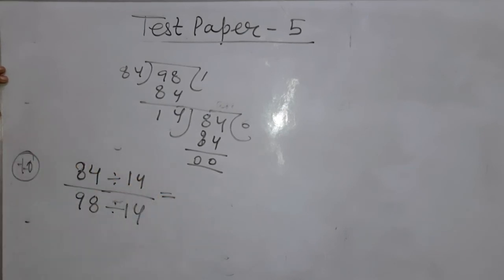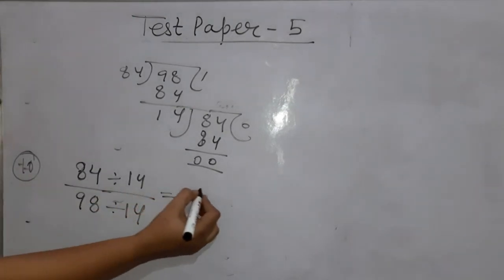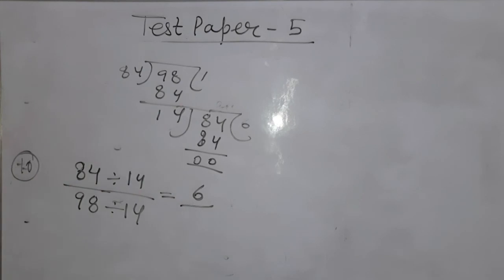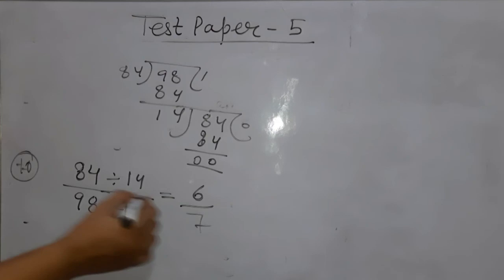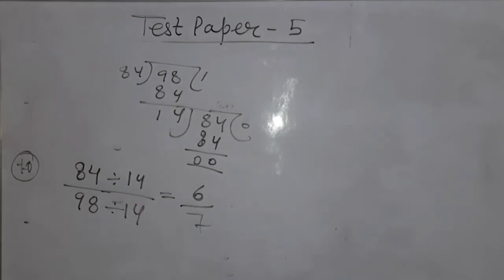So in order to reduce to its lowest term, we will divide the numerator and the denominator by 14. So 14 6s are 84 and 14 7s are 98. Okay students, so the final answer will be 6 upon 7. So this test paper is also done.